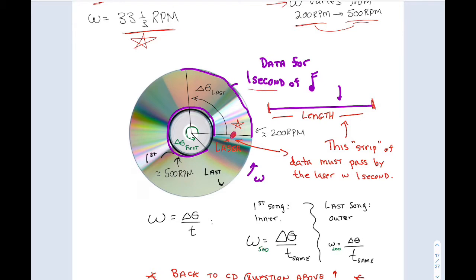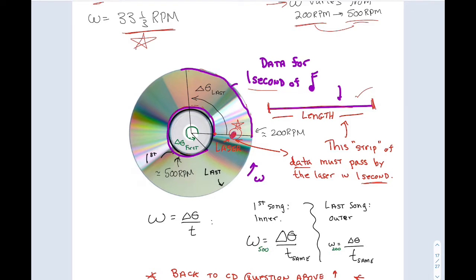So for the audio CD, this strip of data has to pass by that laser head in 1 second. So the laser wants to read a certain amount of data, which is 1 second of music, at a constant rate. So for the inner song, this strip of data, if it starts here, goes almost all the way around. But for the last song out here, that strip of data only takes up about a quarter way around.